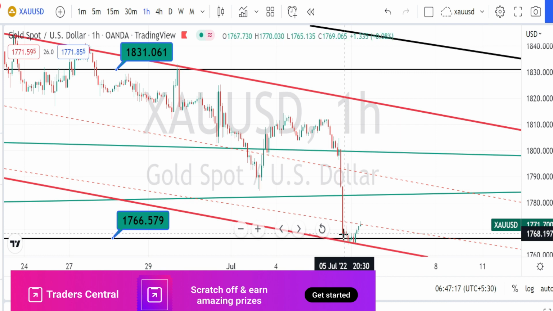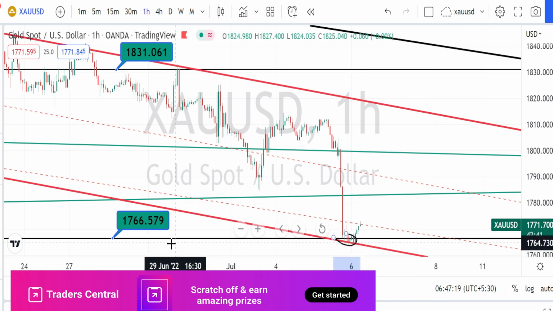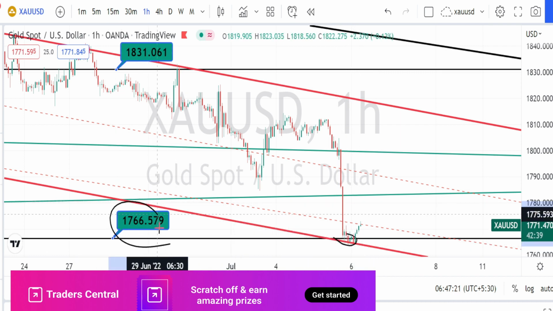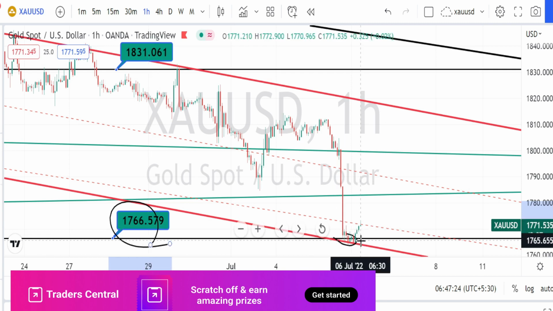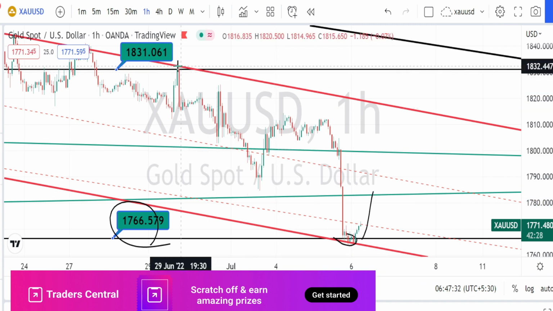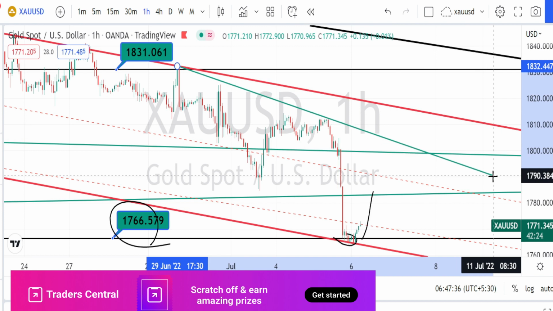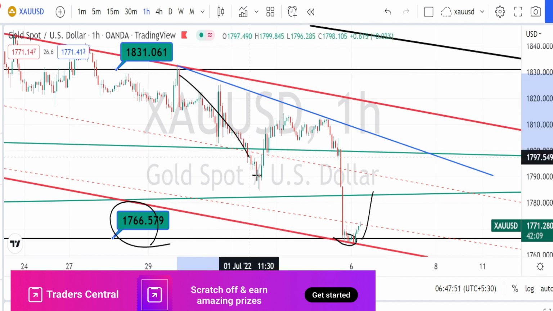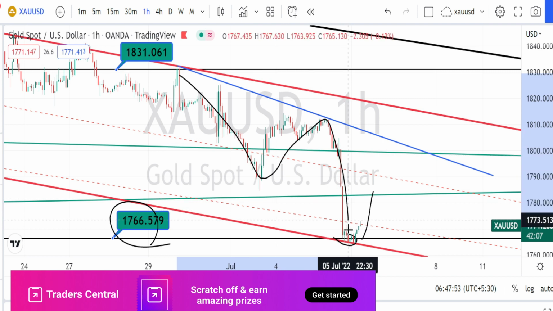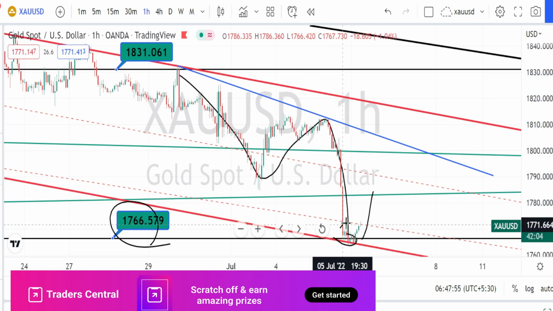Currently we are noticing the price action to take support around the higher time frame support level of 1766, and it is on a retracement. I am drawing one more resistance line or a trend line for hourly time frame. So based on this resistance line, we can clearly notice that the current trend of the price action is in a bearish trend, and currently it is on a retracement for the fall it has made previously.